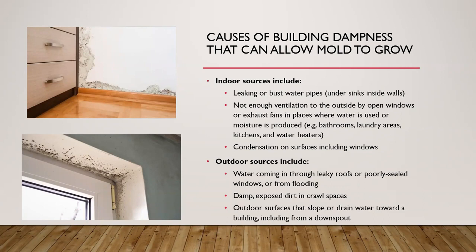And indoor sources can also come from condensation on surfaces, including windows. Outdoor sources include water coming in through leaky roofs or poorly sealed windows, or from flooding. Damp, exposed dirt in crawl spaces, or outdoor surfaces that slope or drain water toward a building, including from a downspout.